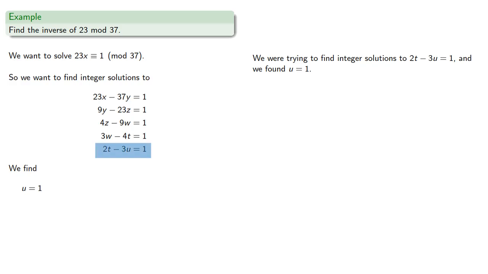So remember, we were trying to find integer solutions to 2t minus 3u equals 1, and we found u equals 1, so we find t equals 2. We were trying to find integer solutions to 3w minus 4t equals 1, and we found t equals 2, and so that means w equals 3. We were trying to find integer solutions to 4z minus 9w equals 1, and we found w, so that tells us z equals 7.